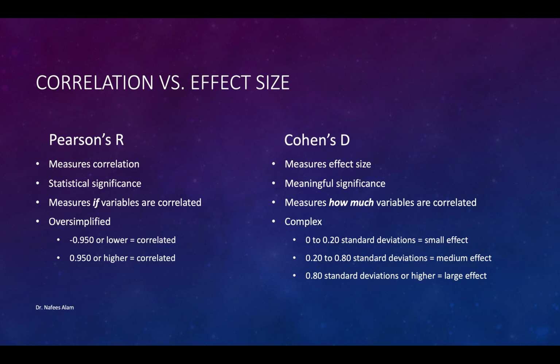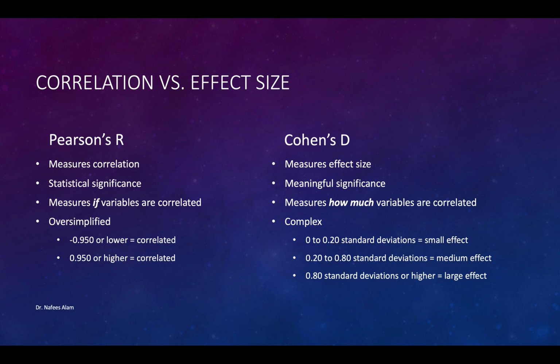And it is oversimplified because if you see a Pearson's R of negative 0.95 or lower, it's correlated. And if you see a Pearson's R of 0.95 or higher, it's correlated. But that's not enough. And I'll show you 2 examples of why that is just part of the story.